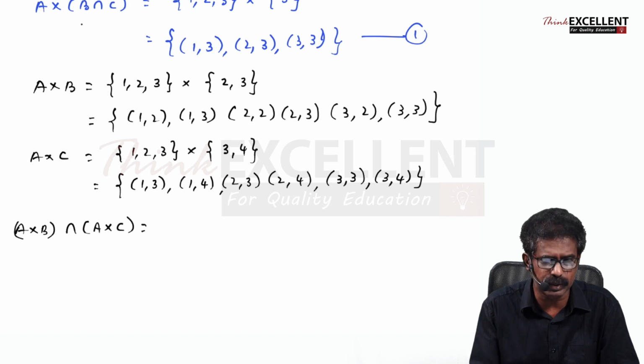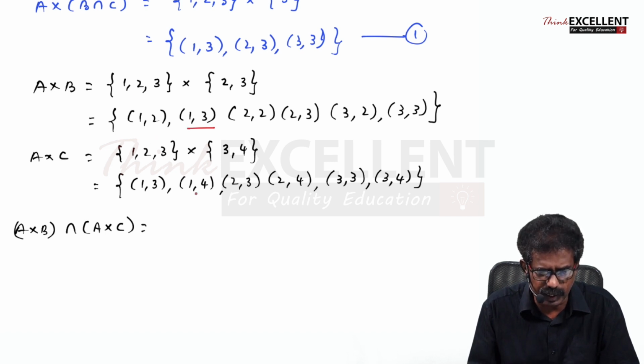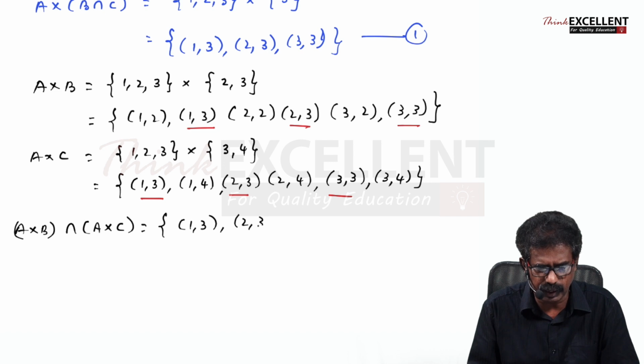What is intersection? You take the common elements. See which elements are common in both. 1, 3 is there. Then 2, 3 is there. 3, 3 is there, right? These are the three common elements. The common elements are 1, 3, 2, 3, 3, 3.